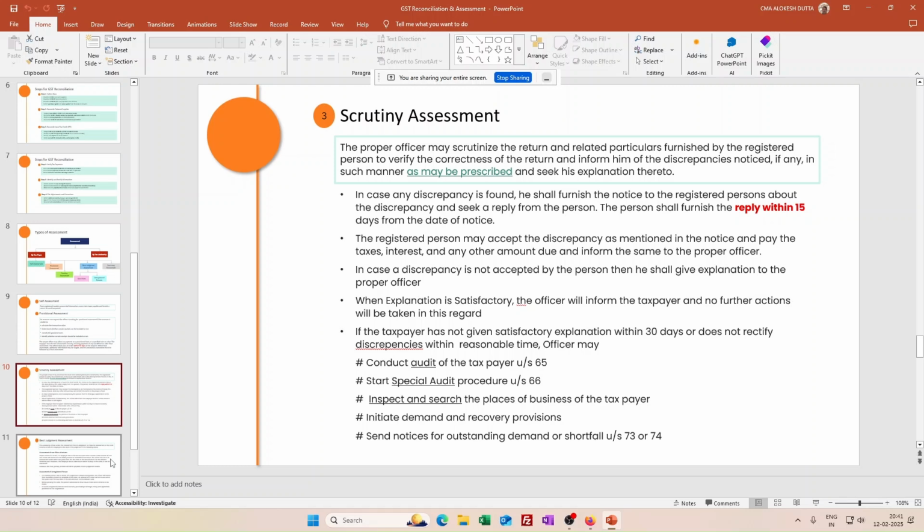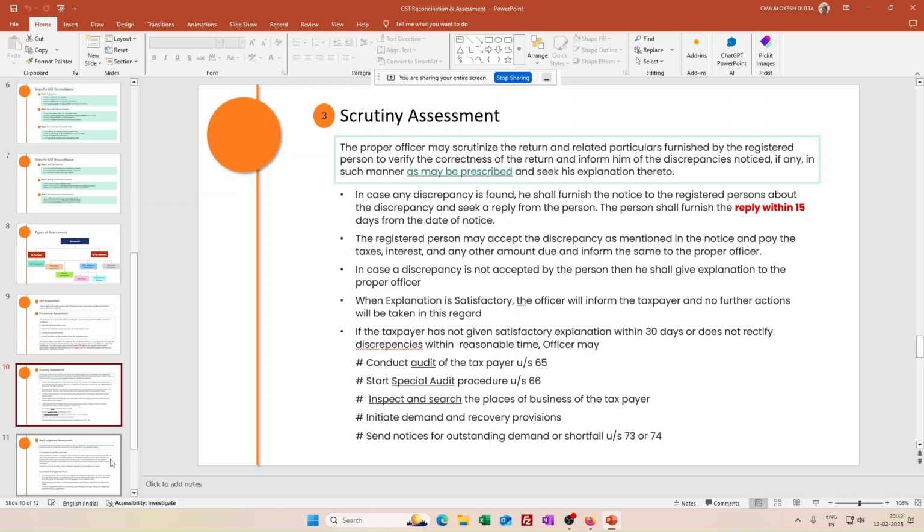He can pass the order, conduct an audit under section 65, or special audit under section 66, where our cost accountant's role comes in. As per the GST Act, a cost accountant can conduct a special audit. Now GST audit has been abolished, but special audit is still there under section 66. Conduct of audit under section 65 should be done by the department, and that should be ordered by a commissioner. I am coming to the next point, next slide.